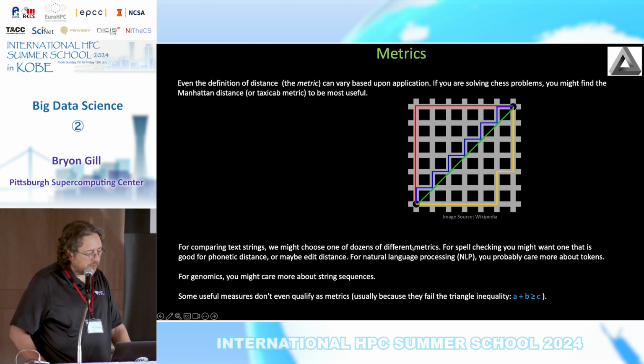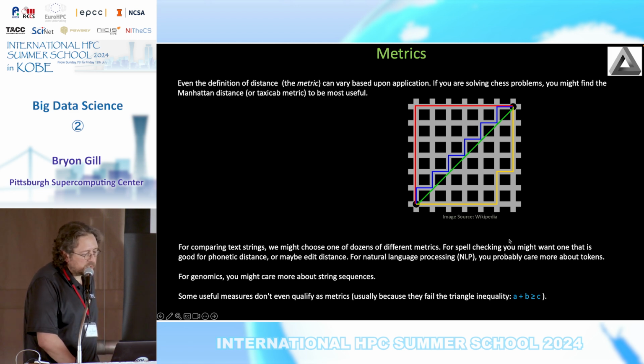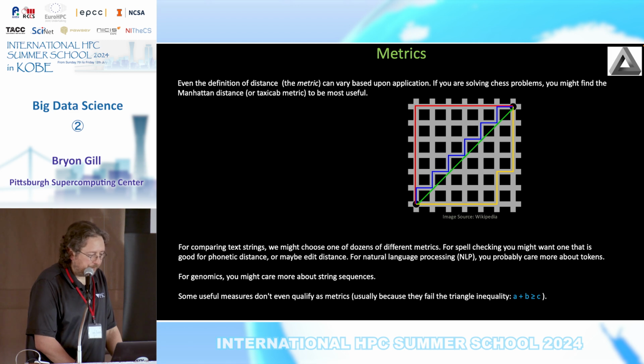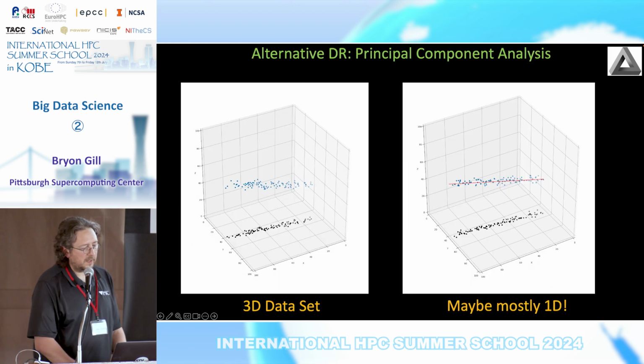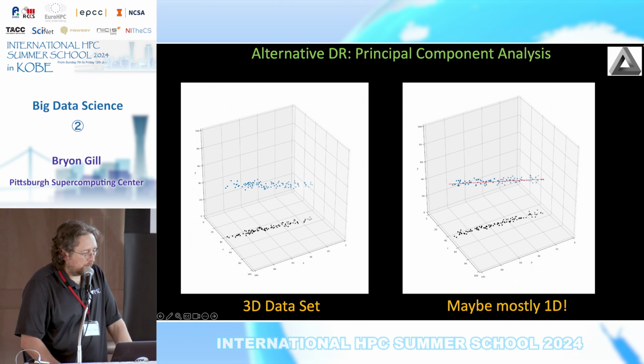For comparing text strings, for instance, we might choose one of a dozen different metrics. Spell checking might want to know about phonetic distance, or maybe edit distance. In natural language processing, you probably care more about tokens. In genomics, you might care more about string sequences, and some useful measures don't even qualify, usually because they fail the triangle inequality. Spark k-means has a set distance measure, but I've seen no examples of its use. There's just one mention that it could be used for cosine distance, so that's something to investigate if it's of interest to you. But anyway, let's consider an alternate method for dimension reduction, principal component analysis.